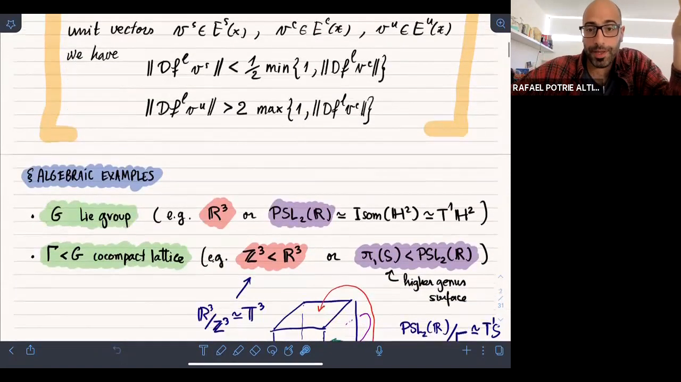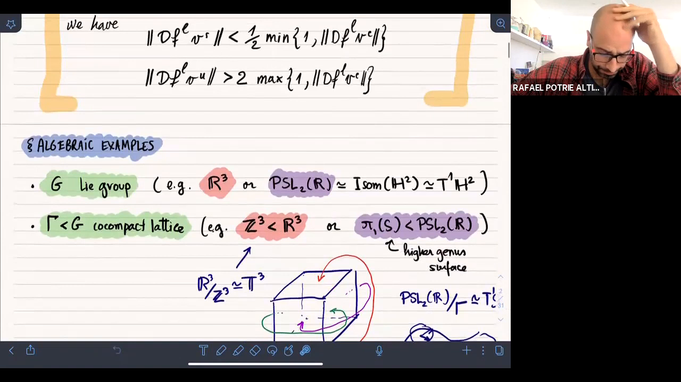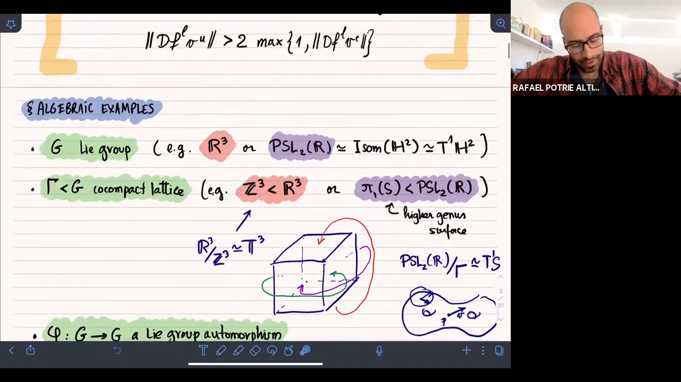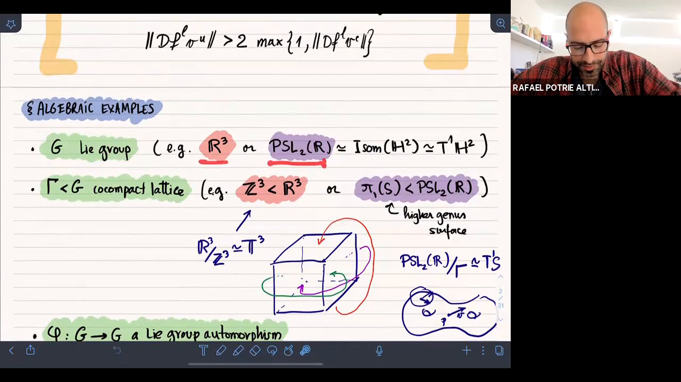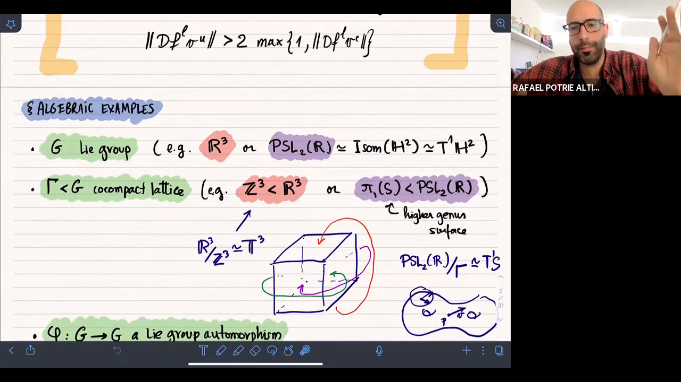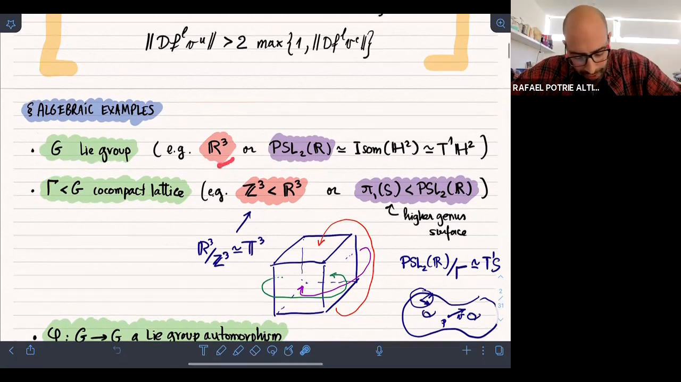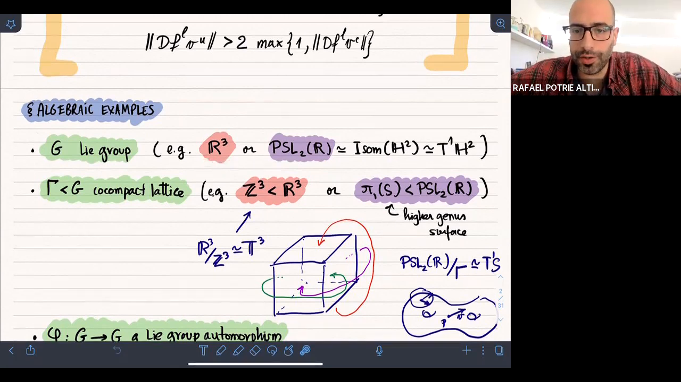Okay, so what do I mean by an algebraic example? I will put in green the abstract things, but I will be thinking about two main examples for today. After I explain the general setup, I will describe more precisely these two specific examples, which are the ones I want you to have in mind, because they will be the most important for the rest of the mini course.